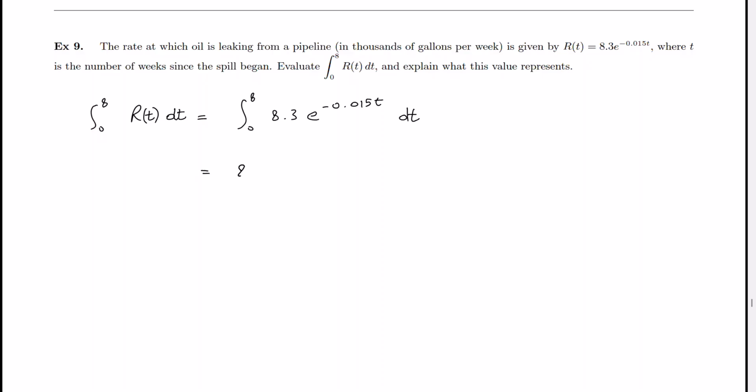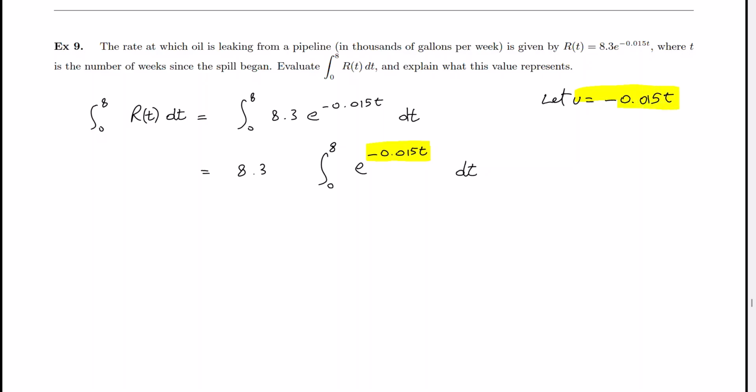So right off the bat, I'm going to extract the 8.3. I'll write the integral from 0 to 8. I'll write the exponential e to the negative 0.015 t, and we're integrating with respect to t. So we need to make a u substitution, obviously, and I'm going to write my u substitution off to the side. In this problem, I have a base, which is e, so the u is automatically going to be most likely the power. So negative 0.015 t is my guess for the u.